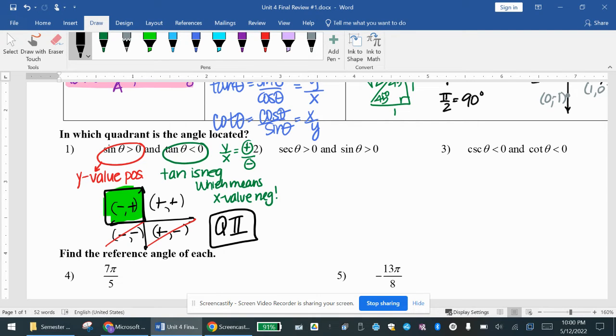Okay, let's try another one. So secant of theta is greater than 0. So what that means is that secant is positive. Well, who is secant related to? Is it related to the x value or the y value? Well, secant is the reciprocal of cosine, and cosine is an x value. So if the secant is positive, then the cosine is also positive.